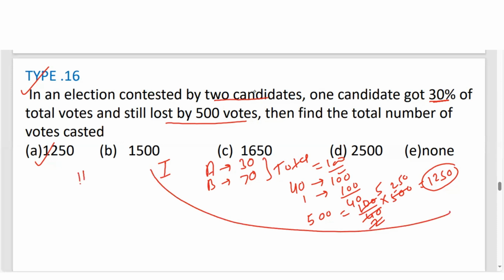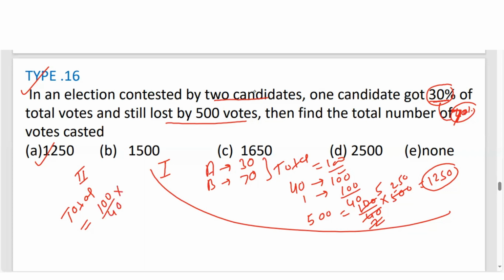Now the second rule is the technique rule. For this type of question, we have to find the total number of votes. So first you check that if one gets 30%, then the other will get 70%. The difference is 40%. So when the difference is 40%, just go in reverse: 100 by 40.